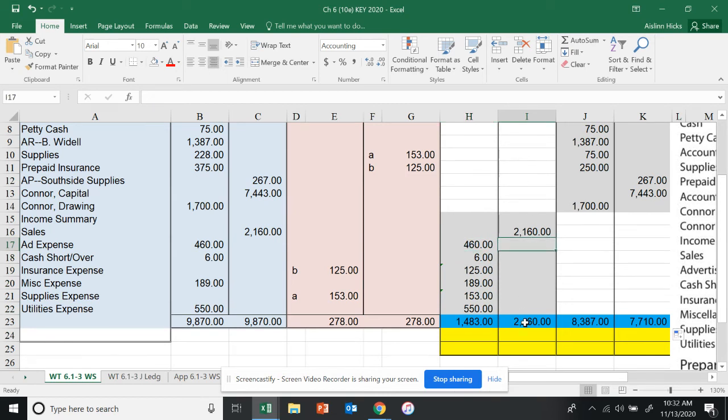So what we're going to do is find out how much money we profited, what our net income is. Since our sales are greater than our expenses, I'm going to go below the lower of the two and find the difference. Equals 2160 minus 1483. 677. Okay. Same with over here. My assets and drawing are greater than my capital and liabilities. So I'm going to go below the smaller of the two there, and I'm going to find the difference.